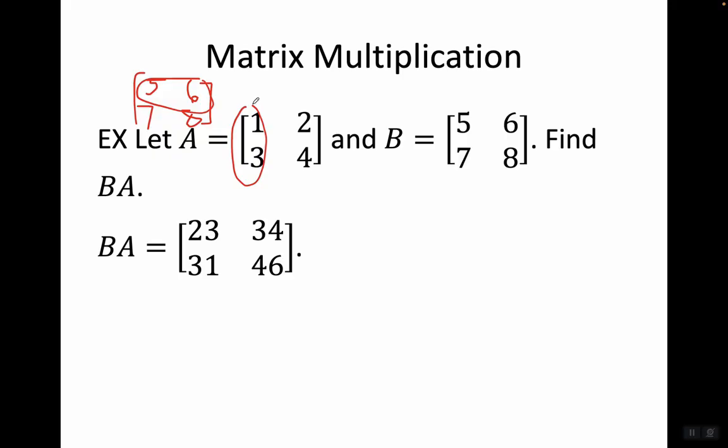So it's 5 times 1 plus 6 times 3, in other words, 23. And then 5 times 2 plus 6 times 4, in other words, 34. And similarly, 7 times 1 plus 8 times 3, 31. And 7 times 2 plus 8 times 4, in other words, 46.